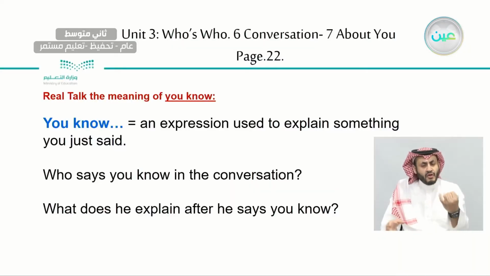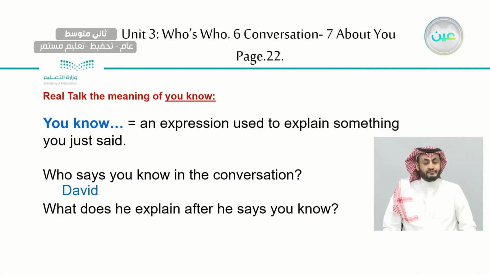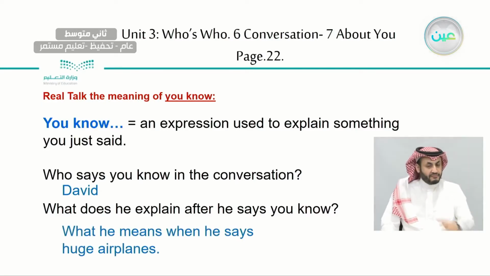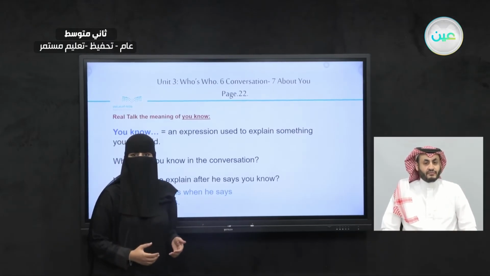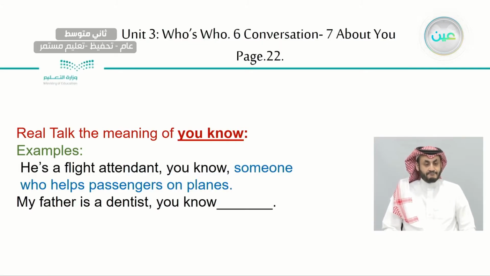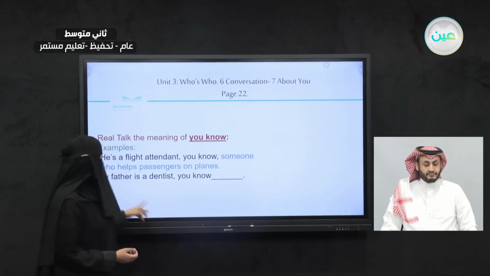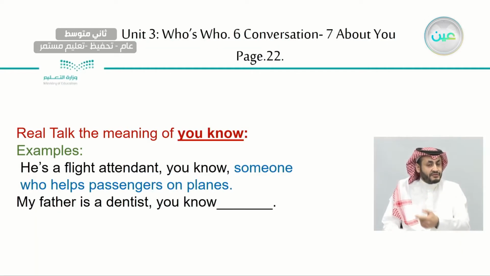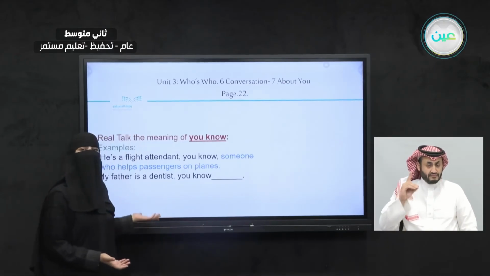Let's take a look. So, what does he explain after he said that? So, first, who said that? David, the one whose father is a pilot. So then what did he say after that? He means when he says huge airplane, you know, the ones that can carry over 500 passengers. This is the explanation of huge airplanes. Now, what about this? Let's have some examples. Let's take a look at this one. He's a flight attendant. You know, someone who helps passengers on the plane. Or let's take a look at this example. My father is a dentist. You know, the doctor who takes care of teeth, or the doctor who treats people's teeth. This is the explanation of the meaning of dentist.